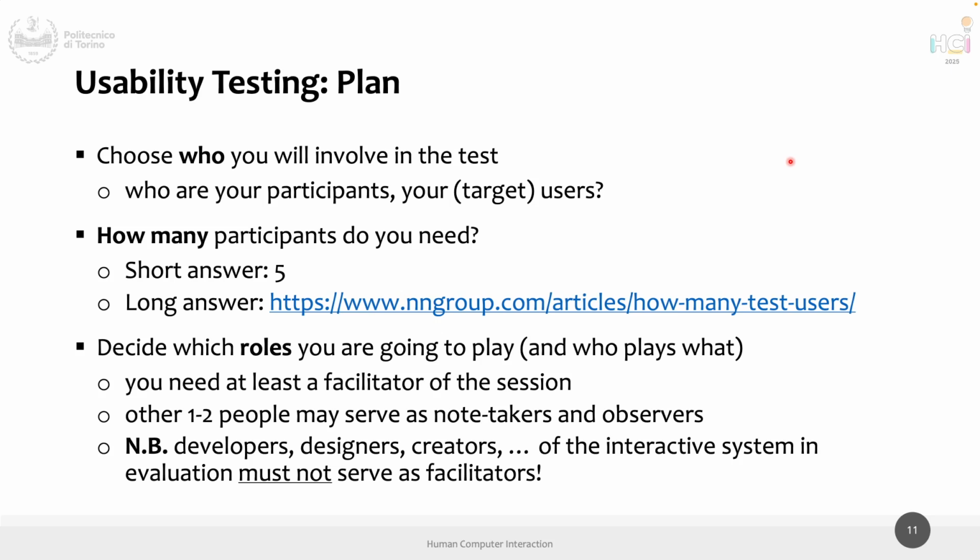So a medium-length answer could be: 5 is a relatively good number if you have mostly qualitative and feedback-based usability testing, and if you can run it multiple times over multiple iterations of the prototype. So having 5 people testing your system in a qualitative way, in multiple versions, will give you a good amount of results to continue to improve the system.